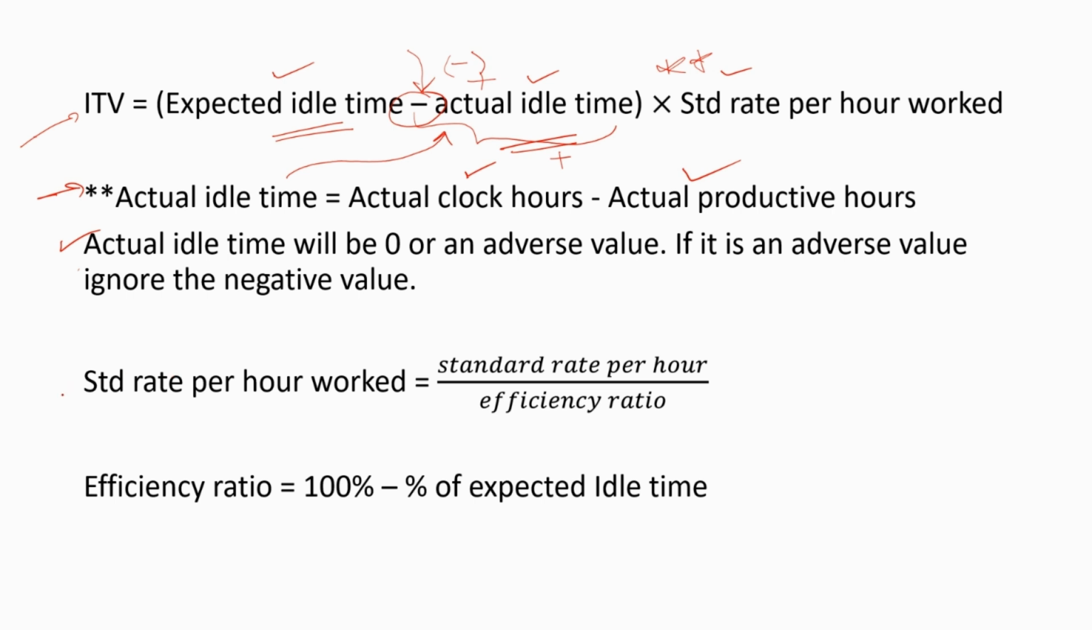This is how we can calculate the standard rate per hour worked, which is equal to the standard rate per hour divided by the efficiency ratio.